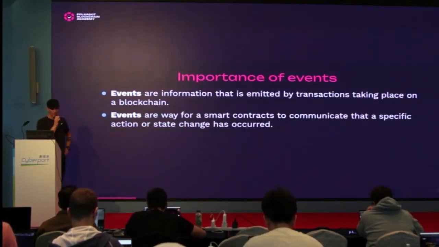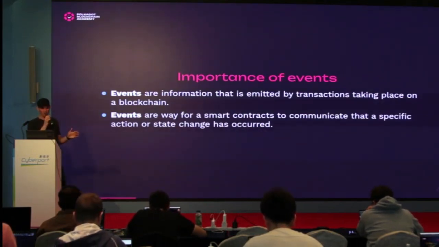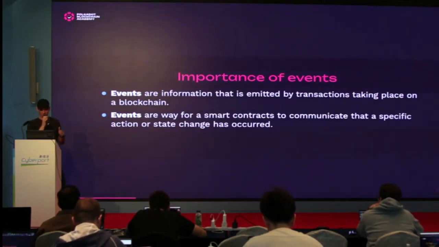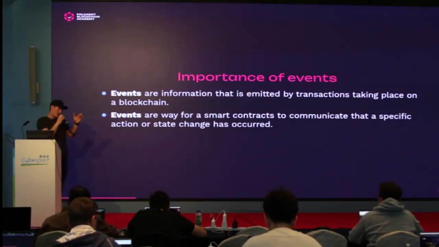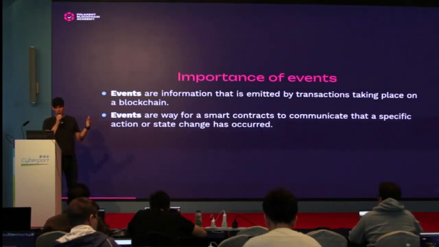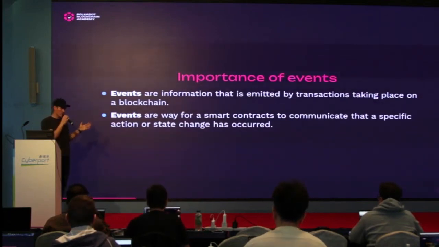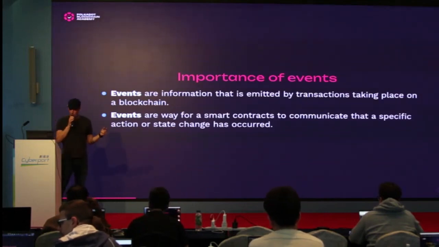Events are emitted by transactions. As a general rule of thumb, these transactions take place on a blockchain. But exactly what are they useful for and why? You have to think about what happens when a transaction is submitted. When you first submit it, it goes to a mempool. It lives there for a while. Eventually, it's picked up by a miner, validator, whatever block producer.